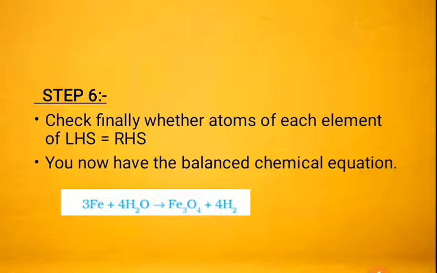Step 6. We finally check whether the atoms of each element of the reactants on the left-hand side are equal to those of the products on the right-hand side. You now have the balanced chemical equation.